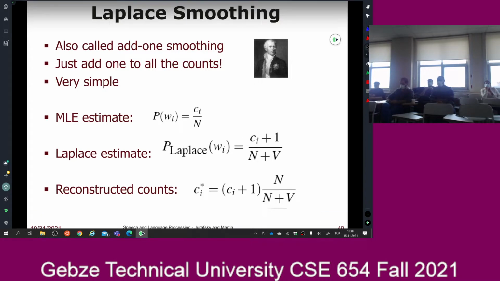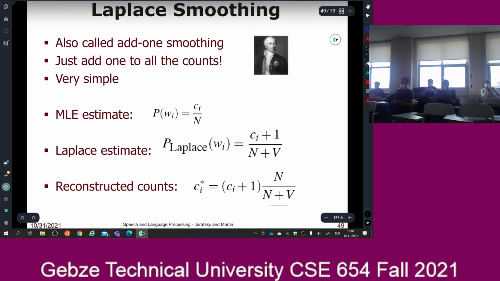So what did we do? We said that actually the occurrences of those words increase by 1. But what does that mean? If I have n words, some of the words did not occur at all, but I incremented their counts to 1, so I have to decrement the other words' counts a little bit. So I calculate the c_i, that's the reconstructed counts. For the words that have occurred only once before, I multiply their occurrences by (1 plus 1) times n over n plus v. So their counts are a little bit larger or smaller?